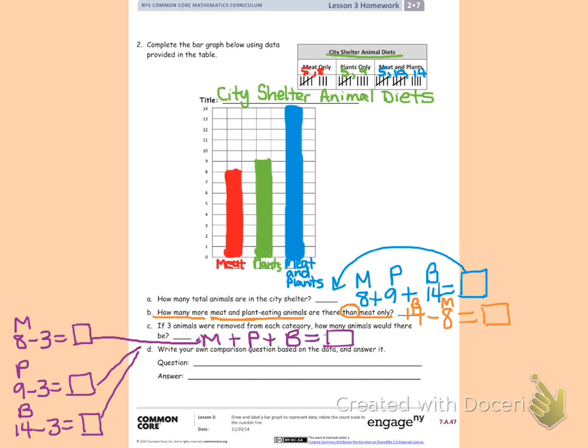Finally, on item D, you will write your own comparison question based on the data provided, and then you will answer it. Remember that questions begin with a capital letter and end with a question mark. Don't forget, you need to provide the answer and show how you got your answer. Remember to label your numbers.